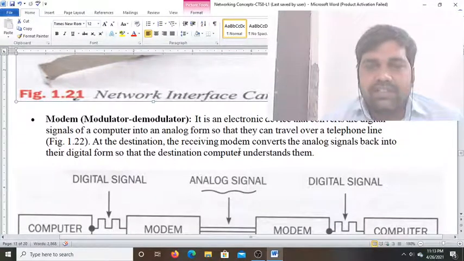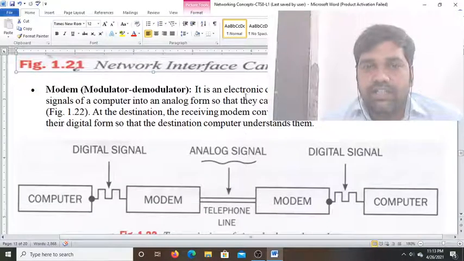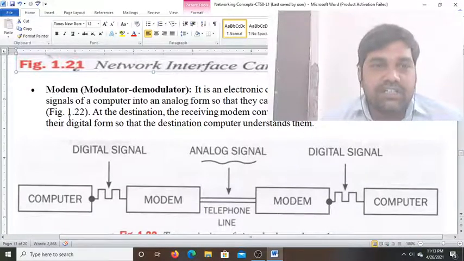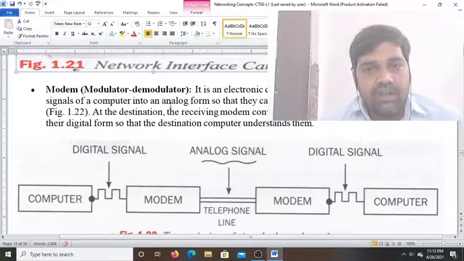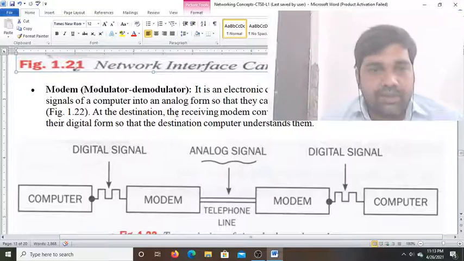Now next is the modem. We studied the modem in the last class. This modem is also called the modulator and demodulator. It is an electronic device which converts the digital signals of the computer into analog signals. Analog signals travel over the telephone line, and digital signals are generated by the computer.